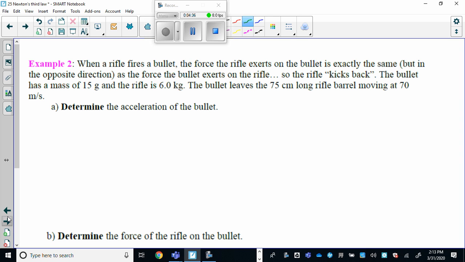So if you've ever fired a gun, I've never fired a gun. I wouldn't touch a gun if my life depended on it, or maybe in that case I would.